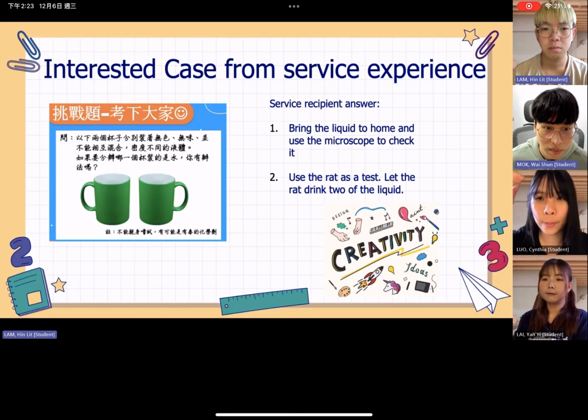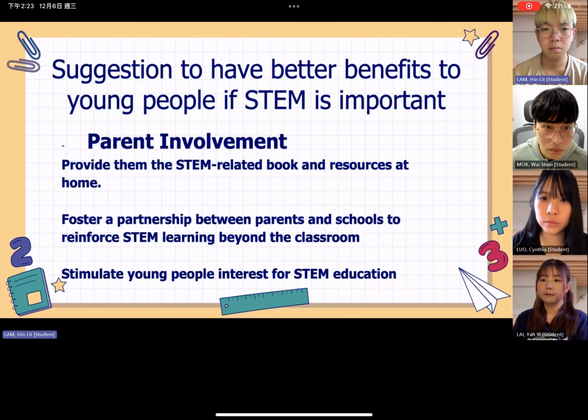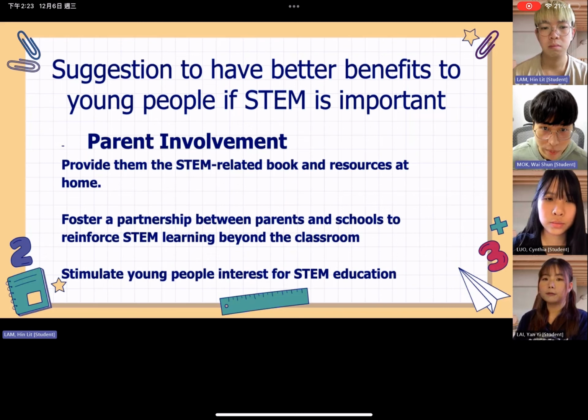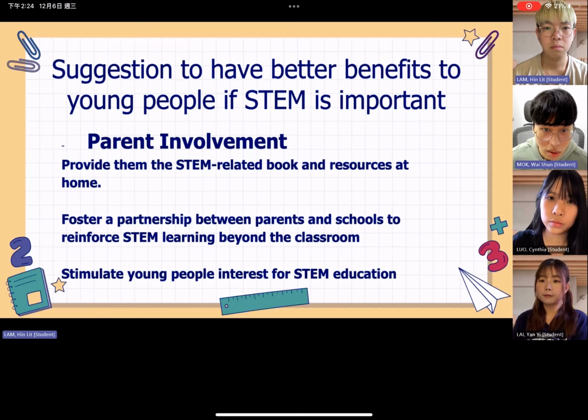Next page. Regarding the suggestion to bring better benefits to young people if STEM is important, I will suggest encouraging parents to join the STEM program with their children because it can cultivate the relationship between the parents and children. Also, it can stimulate young people's interest in STEM education when parents provide STEM-related resources to their children. Now I will pass to Cynthia to talk about the remaining part.